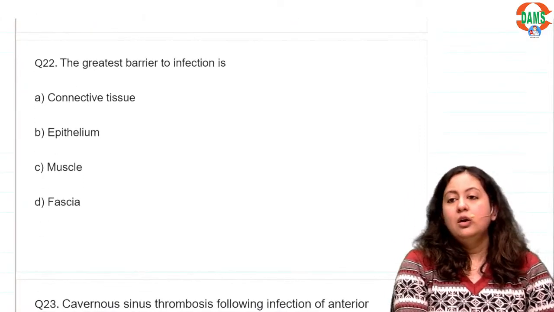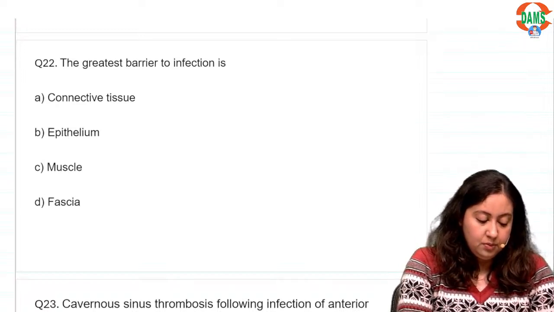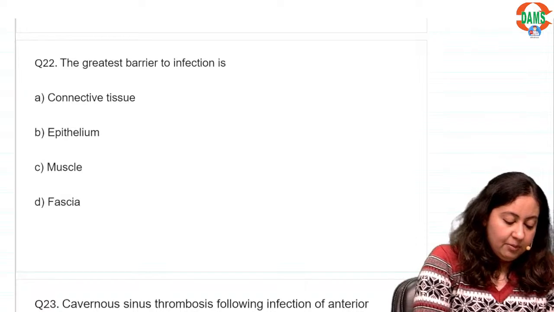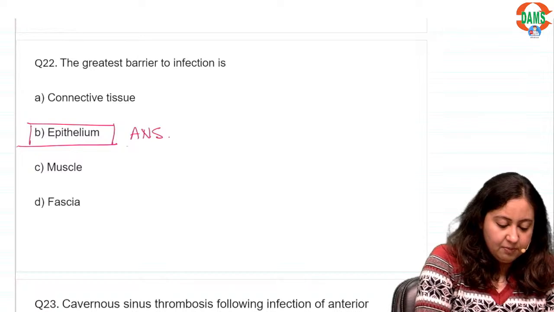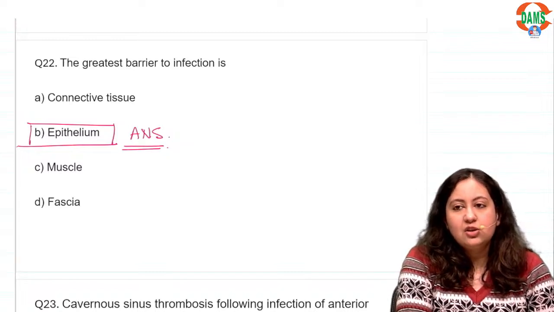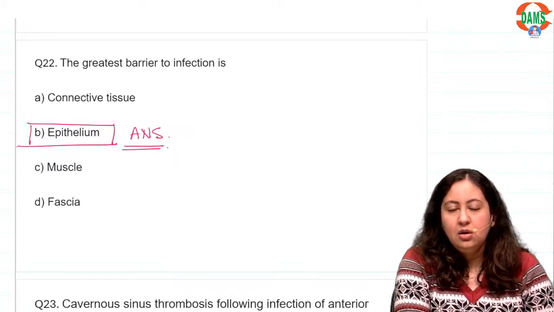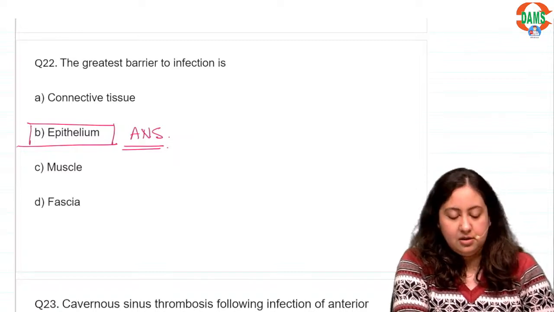Now again, question number 22. The greatest barrier to infection is: A, connective tissue; B, epithelium; C, muscle; D, fascia. I am going to tell you the answer. It is given wrong everywhere. Answer is the epithelium. Please follow this only. You don't need to follow anything else. Greatest barrier to infection is epithelium. Single one-liner question. No two thoughts about it. If it's given anywhere as fascia, please correct that.